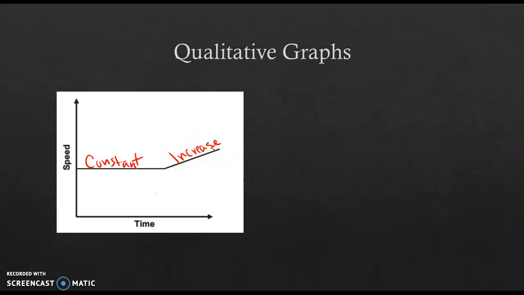And then this piece over here, this is what we call an increase. So with each second that goes by, once we start at about this point right here, we start increasing in our speed. So what would be a situation that this graph could be describing? A situation this graph could be describing is a skier.